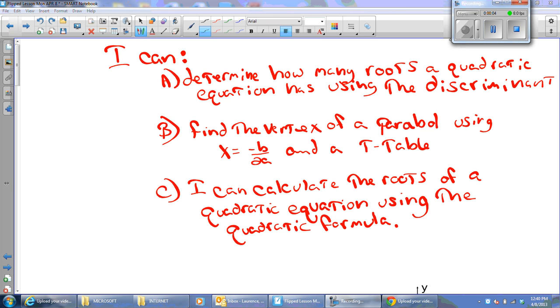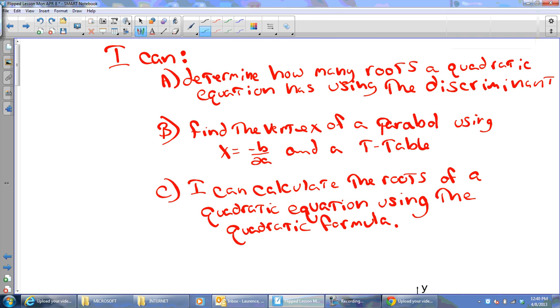And we've been spending a lot of time on parabolas and graphing them. And after today's lesson, it's kind of a review lesson. It's not for a test or anything, but we're reviewing what we've been doing. You're going to be able to say, I can determine how many roots a quadratic equation has using the discriminant. And remember that the discriminant is the part of the quadratic formula that says b squared minus 4ac.